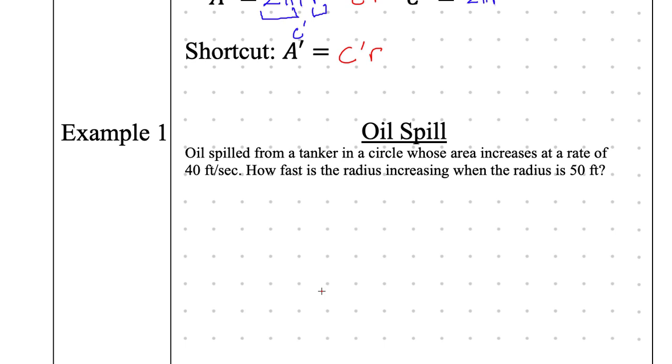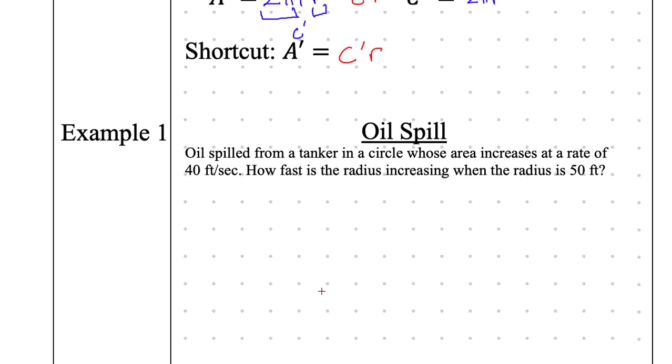Okay, oil spilled from a tanker in a circle whose area increases at a rate of 40 feet per second. How fast is the radius increasing when the radius is 50 feet?